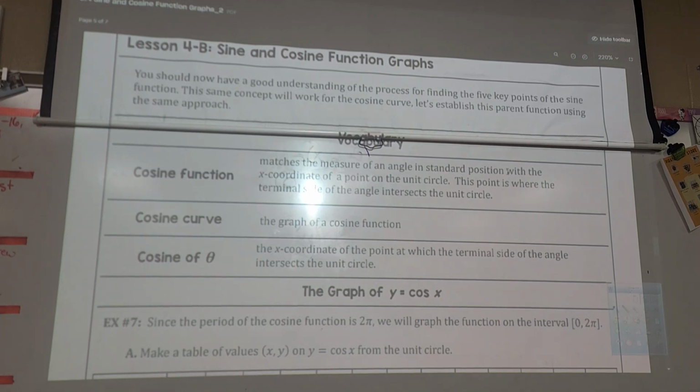Ooh, who discovered math? Good question. The answer is, all right.